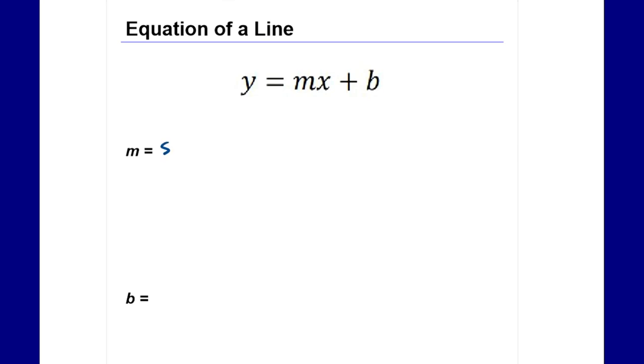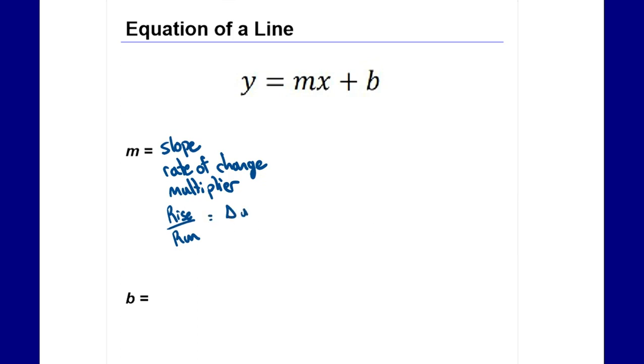M equals our slope. We can also call it our rate of change, the multiplier, rise over run, or delta y over delta x. And we also learned yesterday another way we could look at it: y2 minus y1 over x2 minus x1. So just another formula for slope.